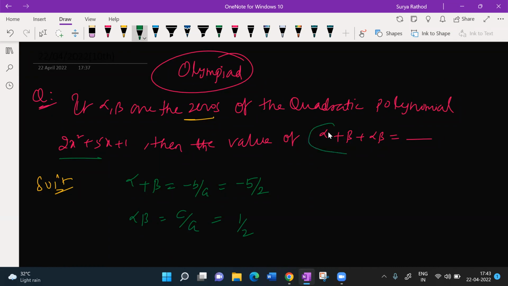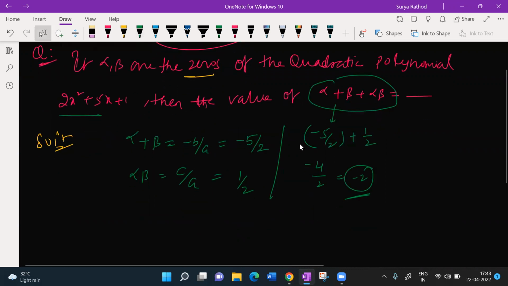Then we can directly add them. Let's look at it here. We can substitute simply. Alpha plus beta, I know, is minus 5 by 2, and plus alpha beta, this one is 1 by 2. Check. Minus 5 plus 1, minus 4 by 2. How simple it is? Quite simple. Minus 2 is the answer. He has given options as well. Let me write the options. 4, 1, sorry, minus 1.